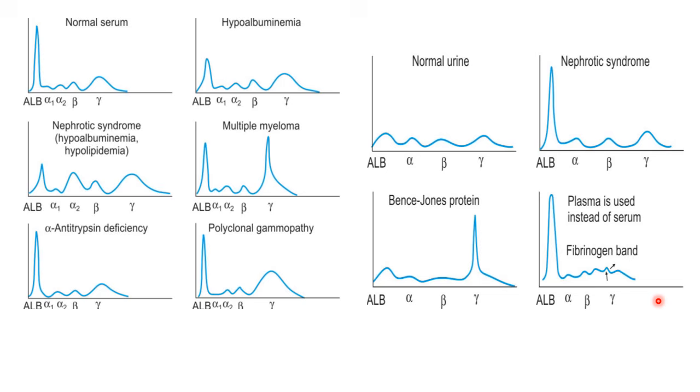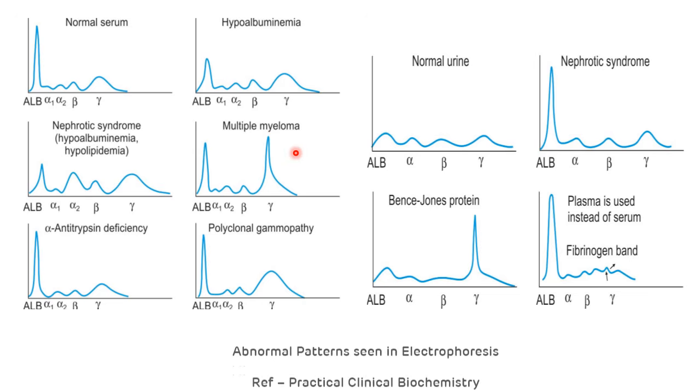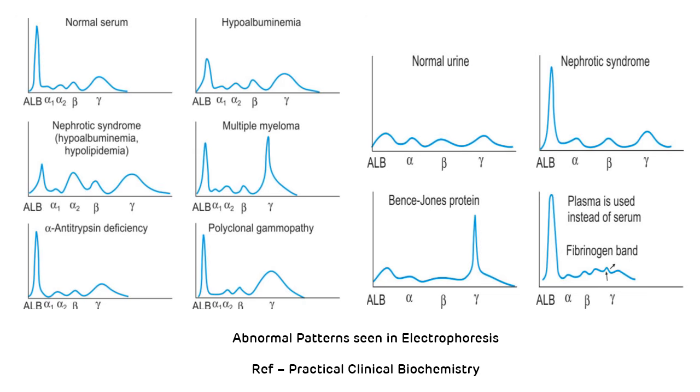In the plasma, as there is a presence of fibrinogen, there will be the characteristic fibrinogen band in between the beta and gamma region, which will mimic the M band which is seen in case of multiple myeloma. So if plasma is used instead of serum, then there will be this fibrinogen band between the beta and gamma region, mimicking the M band seen in multiple myeloma. These are the various abnormal patterns seen in electrophoresis in various disorders.